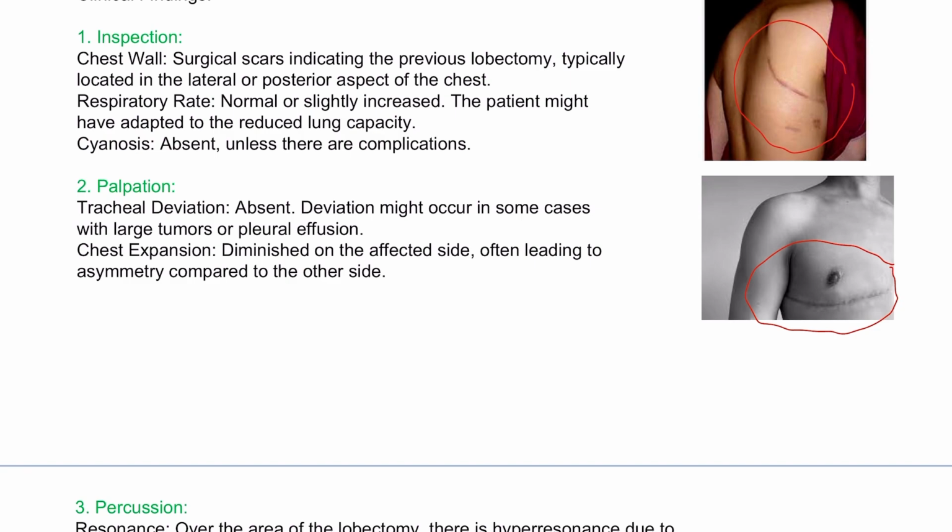As I mentioned previously, if the patient has had a pneumonectomy, first of all, just look at the position of the trachea. So the trachea will be deviated towards the surgery site. And the other thing is, in case of lobectomy, there will be a localized area of dullness. However, the remaining areas of lung will be resonant. In case of pneumonectomy, there will be dullness throughout the lung field on that side.